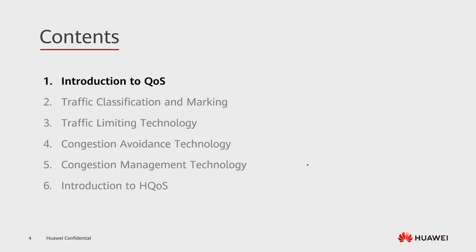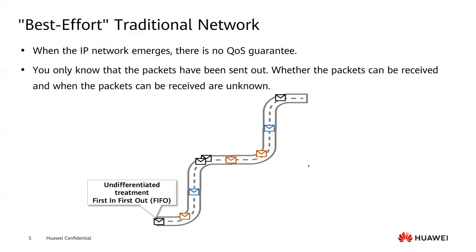So this slide is basically separated into six parts. First, the introduction of QoS. For the traditional network, as we said before, the network only concerned about connectivity. As long as you are connected with each other, it was okay. So during that time, we used the best effort way to forward the traffic. This is for the traditional network. When the packet is forwarded out, I cannot guarantee that at the other end this packet will be received.